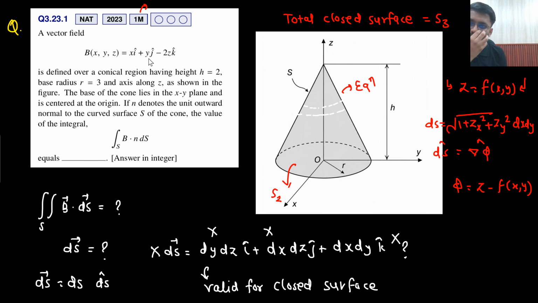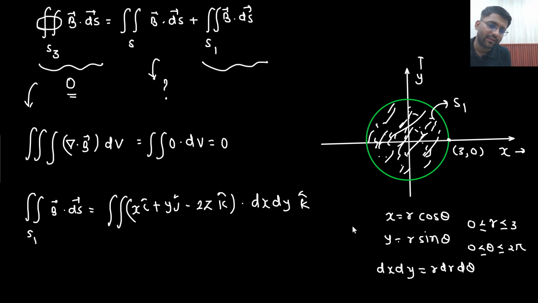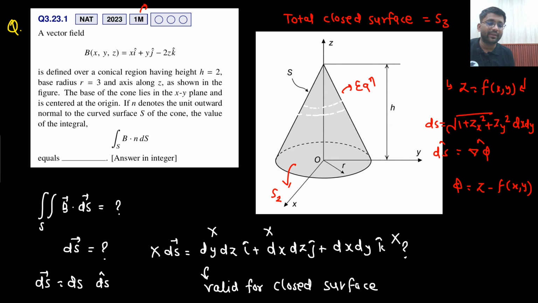Okay. So this is your B dot ds. What is your B? x i cap plus y j cap minus 2z k cap. What will be your ds? Since I am moving on the surface, I am moving in the xy plane only. The direction would be plus k cap or minus k cap, I don't care. Let's just say I take plus k cap. It would be actually minus k cap, right?